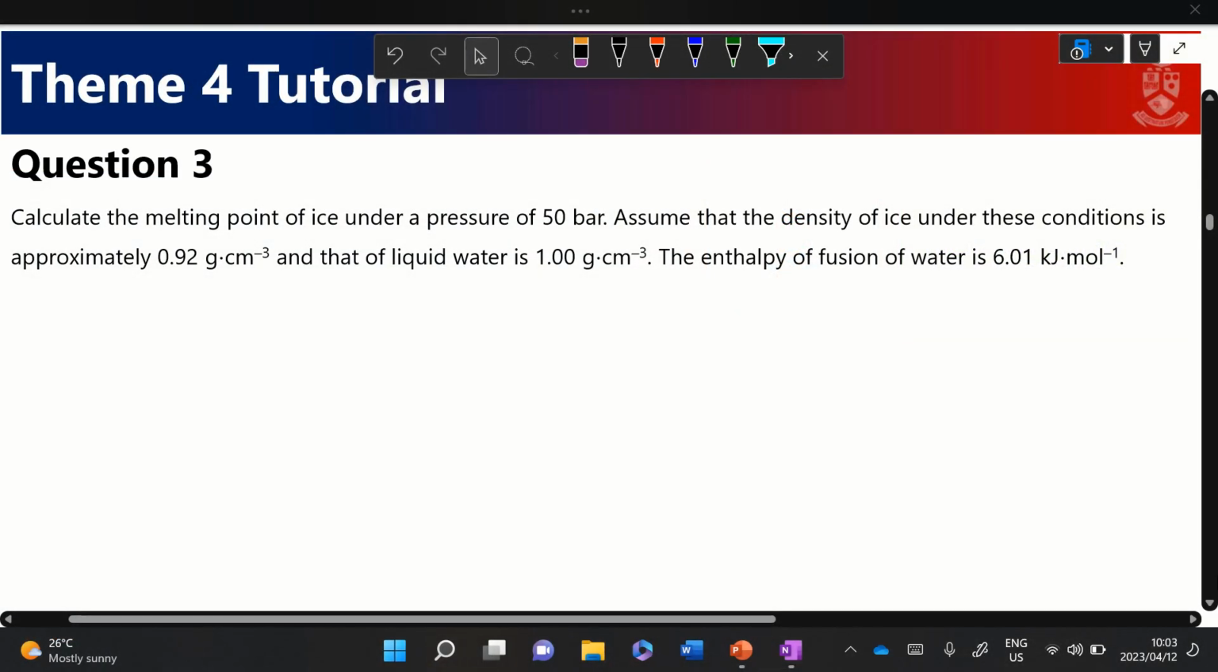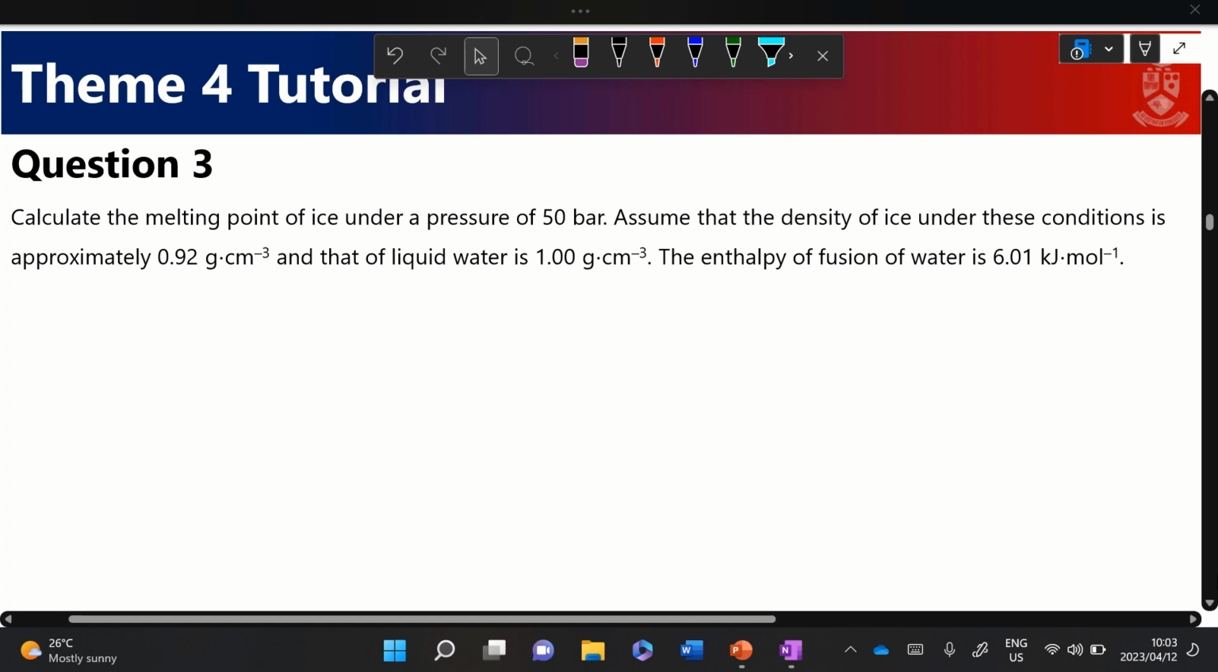Okay, so let's look at question 3. We're asked to calculate the melting point of ice under a pressure of 50 bar, and then to assume that the density of ice under these conditions. So then we're given the mass density of ice and the mass density of water. We're also given the enthalpy of fusion of water.